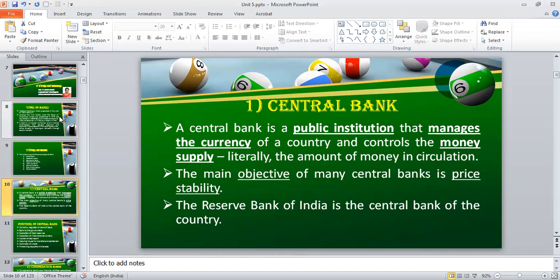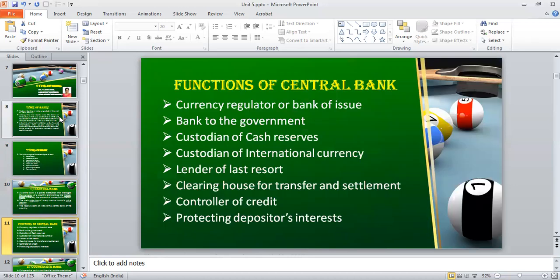The central bank is a financial institution, or a public institution. This public institution normally manages all the currency of our country. At the same time, it controls the money supply also. Money supply, as all of us know, is the total circulation of money in the country, right? The main aim of this central bank is price stability. They want to stabilize prices in our economy. That is the main aim of the central bank. The Reserve Bank of India is considered the central bank in our country, right?